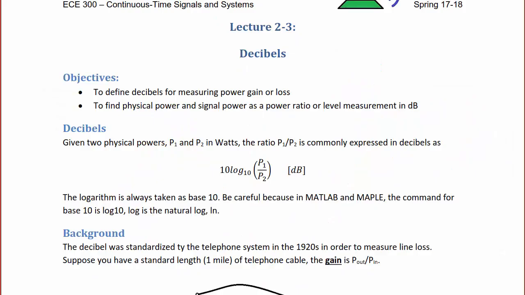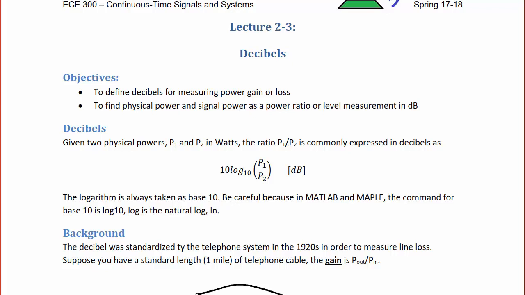Hello and welcome back. Lecture 2-3, Decibels. The objectives of today's lecture are to define decibels for measuring power gain or loss, and to define physical and signal power as a power ratio or level measurements in decibels.